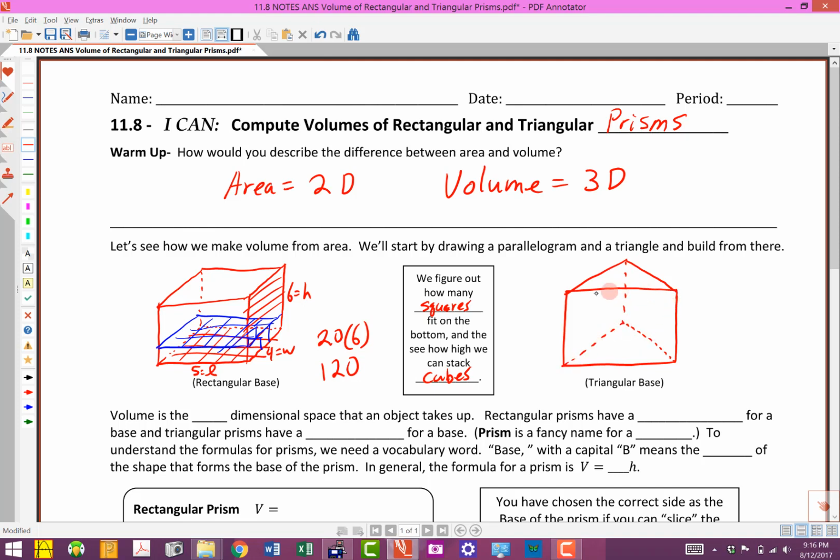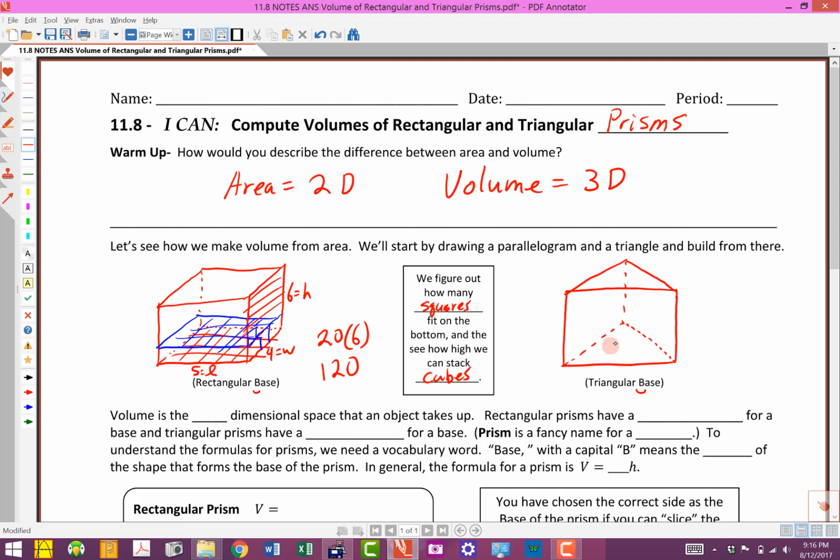So what we've got here is this rectangular front right here, and then we've got a rectangular side over here and a rectangular side over here. And the important part is that the bottom is a triangle. Okay, we call that a triangular base. And I want you to notice the vocabulary here. We called that a rectangular base, and this is a triangular base. And notice that that's a big capital B on each one of those. That's going to come up here in just a second.